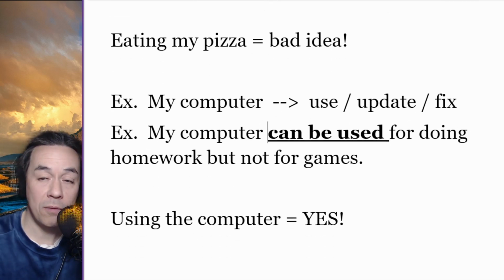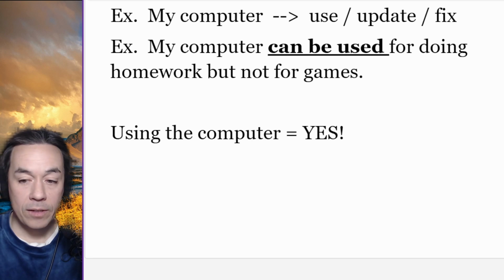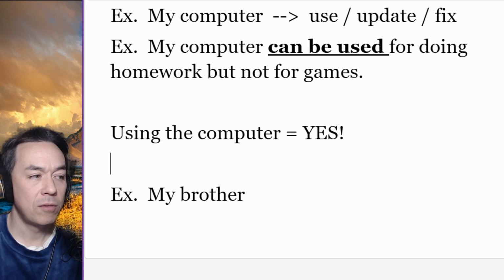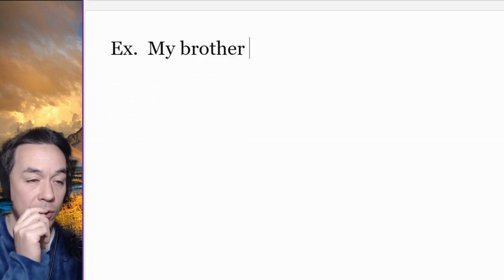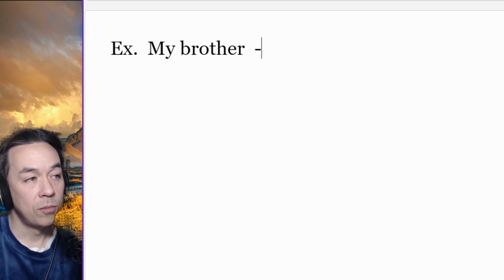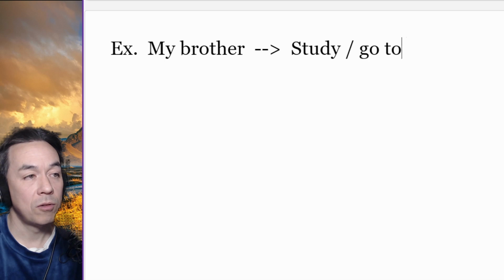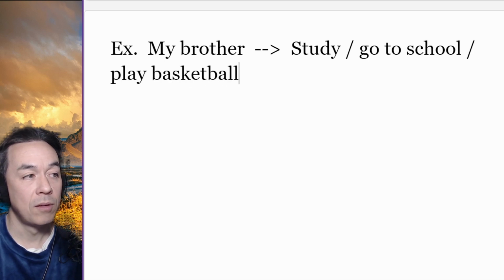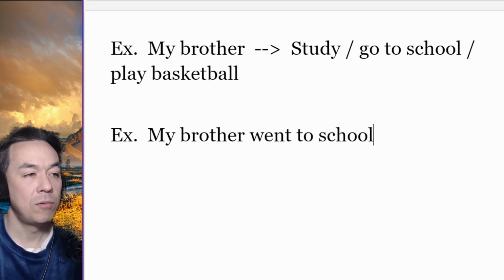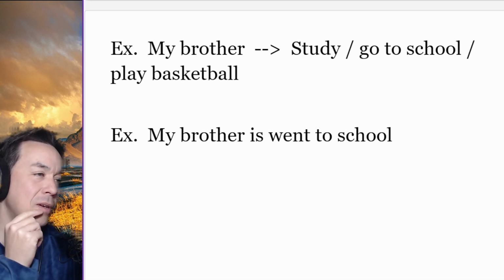Okay, let's just do one more and then we'll finish this up. Let's use a person. My brother. Now, again, passive style. Let's see. My brother. What do I got? I got verbs. So you just study. Go to school. How about play basketball? Okay, so my brother went to school. Uh-oh. So now we got a problem.